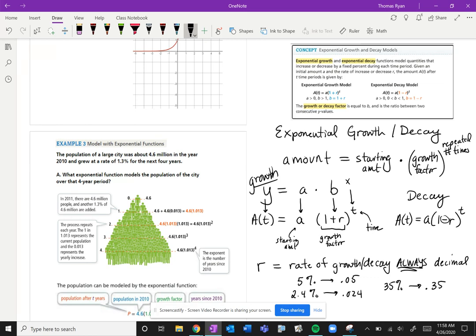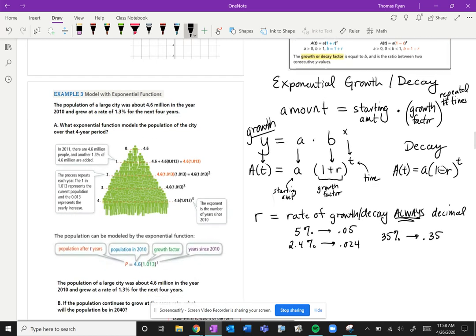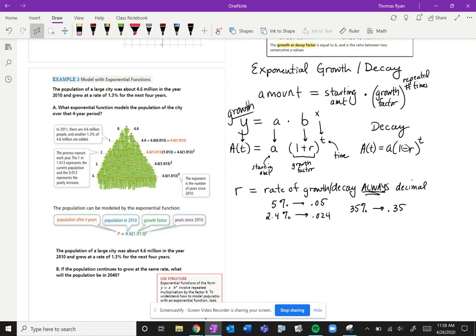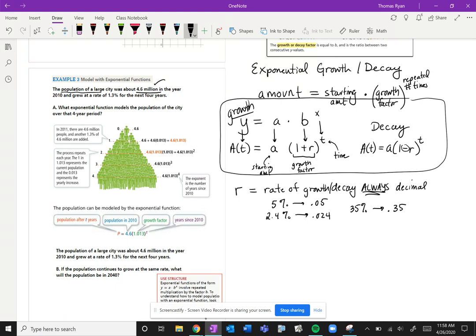Okay, so those are just a couple things that we need to make sure that we talk about before going into problem 3. So problem 3 is pretty straightforward if you can comfortably use this concept here. All right, so the population of a large city was about 4.6 million. Right away, this is our starting. So here, I'll put this down here. Example 3, we are going to model with exponential.